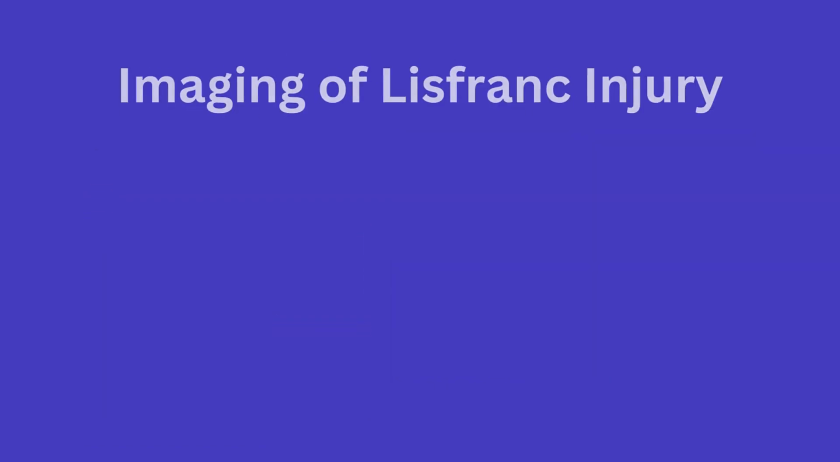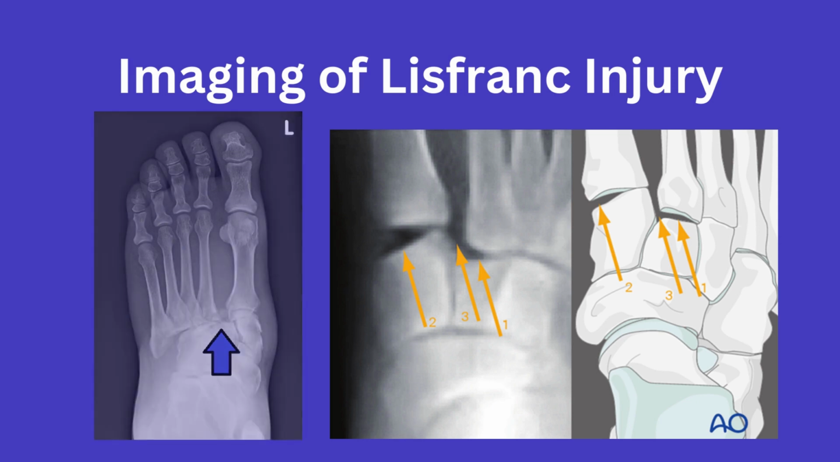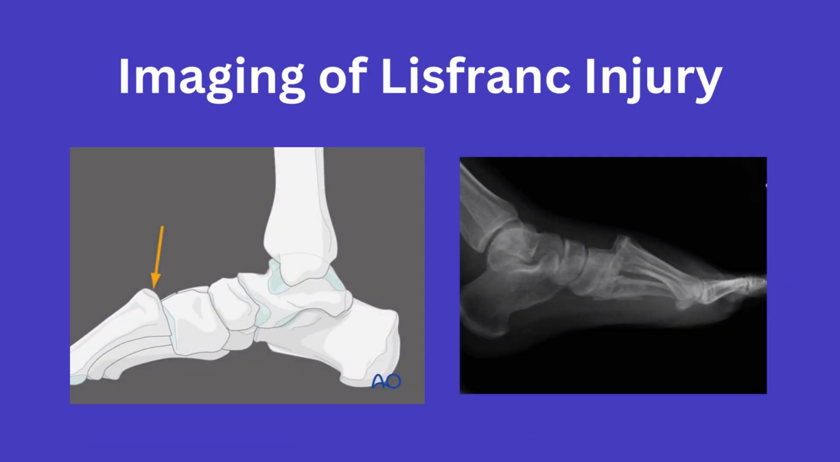On AP x-rays, there will typically be widening of the space between the first and second metatarsals, as well as between their association with the medial and middle cuneiform, respectively. On 45-degree internal oblique views, one might appreciate lateral displacement of the third metatarsal and the lateral cuneiform, as well as the lateral displacement of the fourth metatarsal on the cuboid. On lateral view, you will typically see dorsal displacement of the metatarsals.